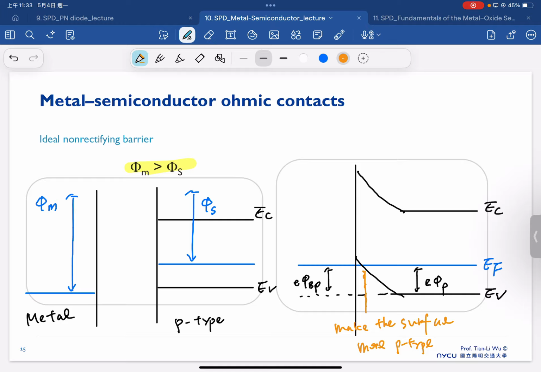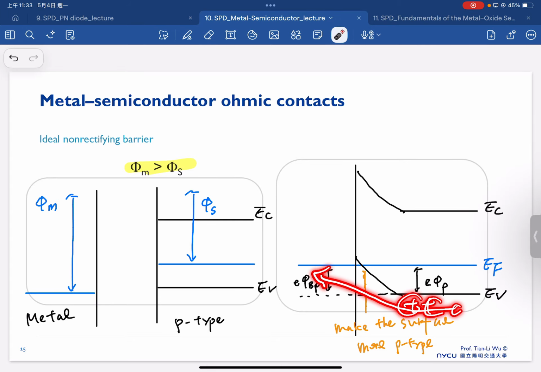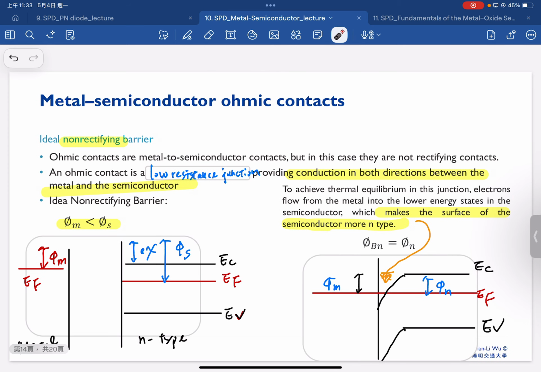So you can see from this case, the holes here can easily flow to the metal because they don't see any barriers. And similarly, the electrons here can flow to the metal, and these carriers didn't see any barrier.